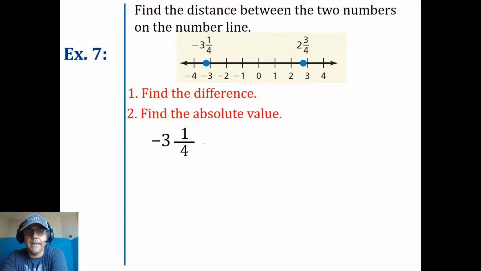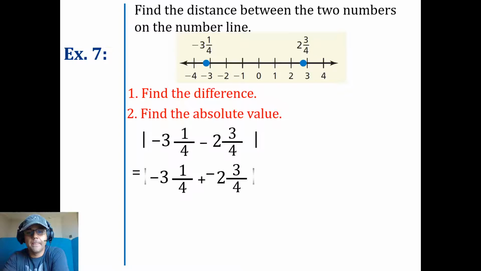But the way that I set it up again has to be like this. Negative 3 1/4, subtract 2 3/4. Absolute value. Adding the opposite. Hey, if you notice, they already have the same denominator, so that's excellent. So let's just go ahead and write them as improper fractions. 4 times 3 is 12, plus 1 is 13. So we got negative 13 over 4. Add to that negative, and then 4 times 2 is 8. Add 3 is 11. Absolute value, don't forget about that.